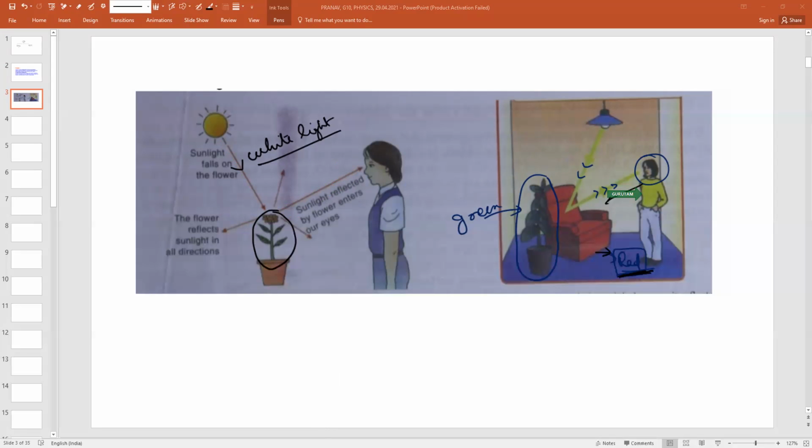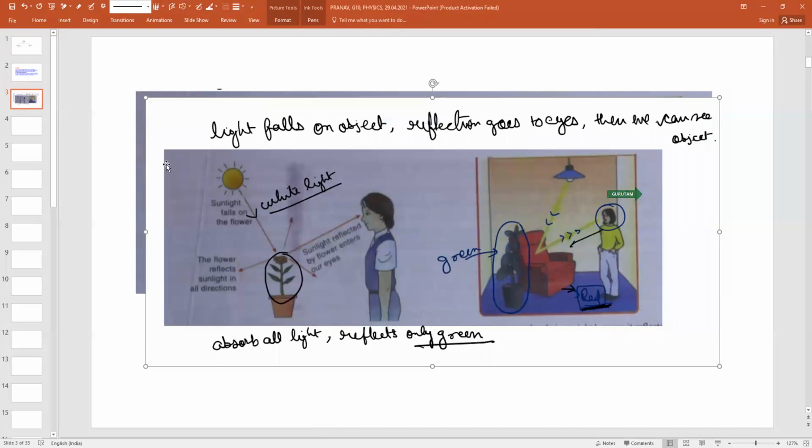Yeah, it's clear. Okay, so I'm just going to write down a few things here, so that it would help you, and it will make the notes for you. Can you see this?